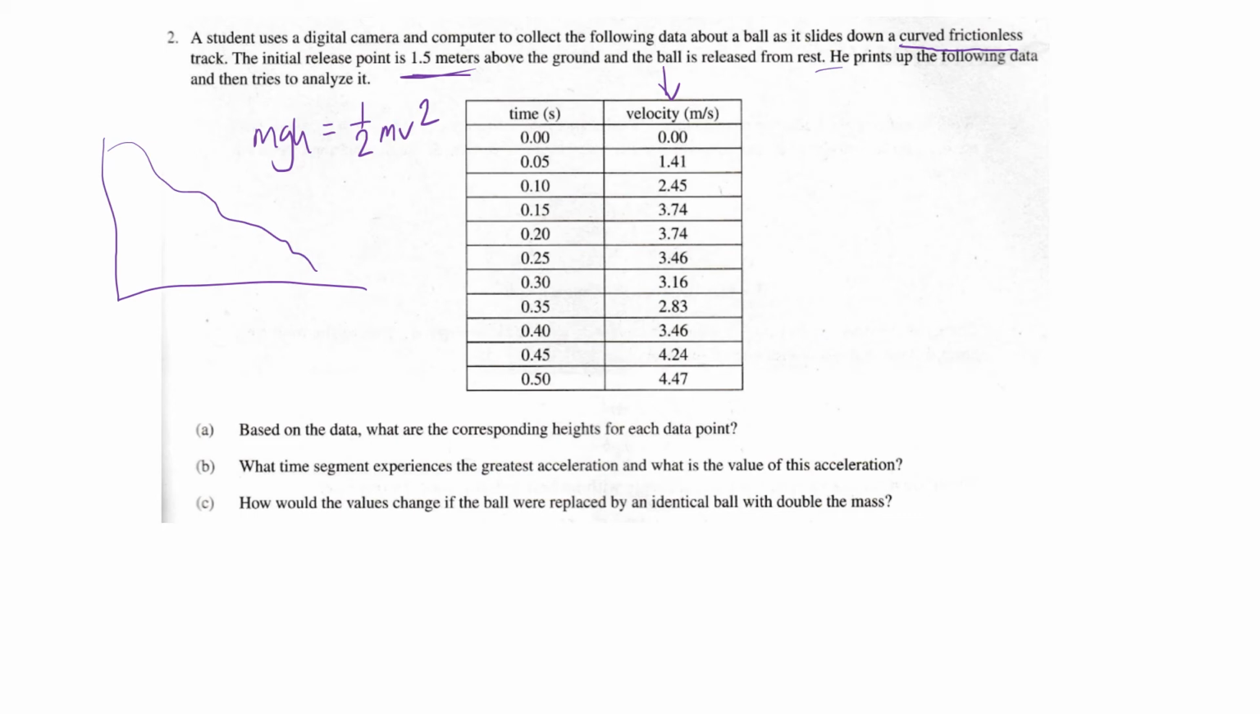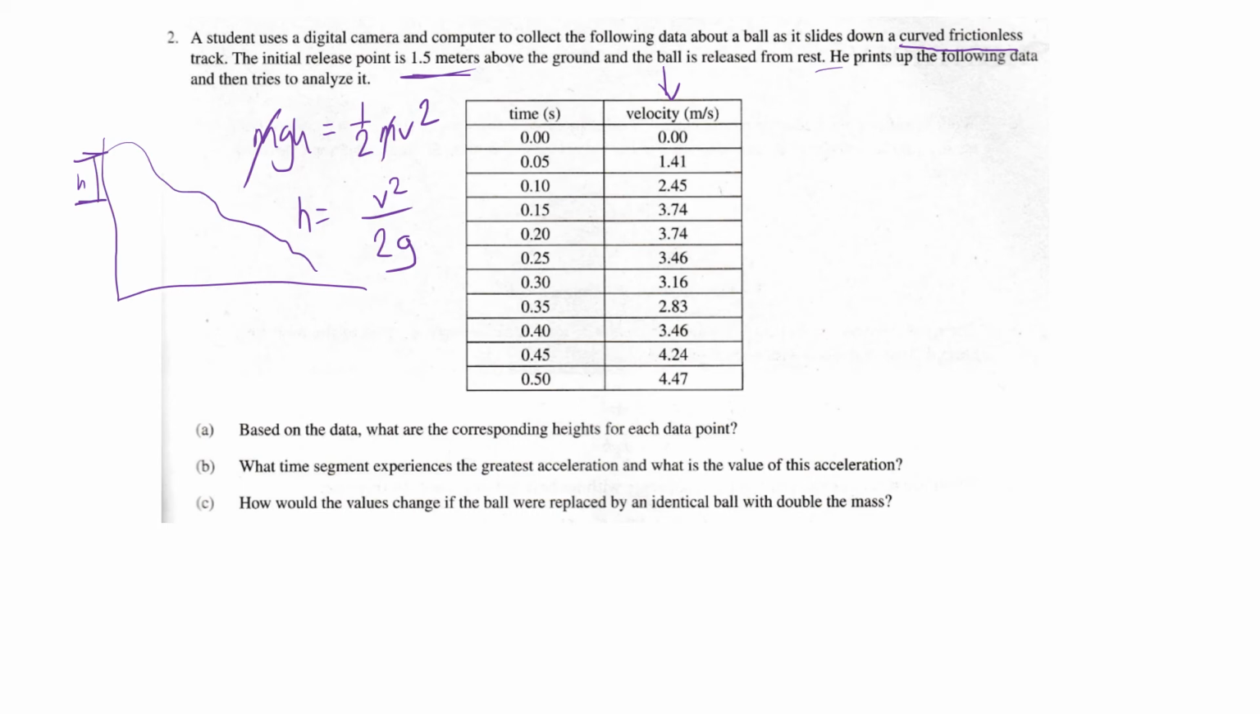Let's figure out a formula for it, and then we can figure out what the heights are. So we're going to solve for h. Cancel out the m's. So h is equal to v squared over 2g. All right, that's good. But that's only half of the story here. So this is calculated how much it drops. This would be h here.